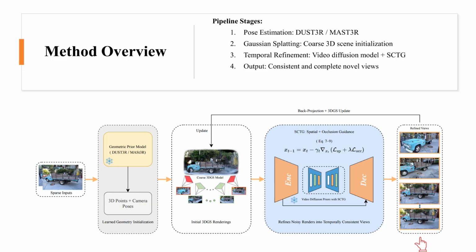views. Finally, the refined outputs are reprojected and fused back into the 3DGS pipeline using back projection and model update, ensuring that improvements at the image level also benefit the underlying 3D representation. The end result is a set of perceptually complete, structurally faithful, and temporally consistent renderings, even under extreme view sparsity.